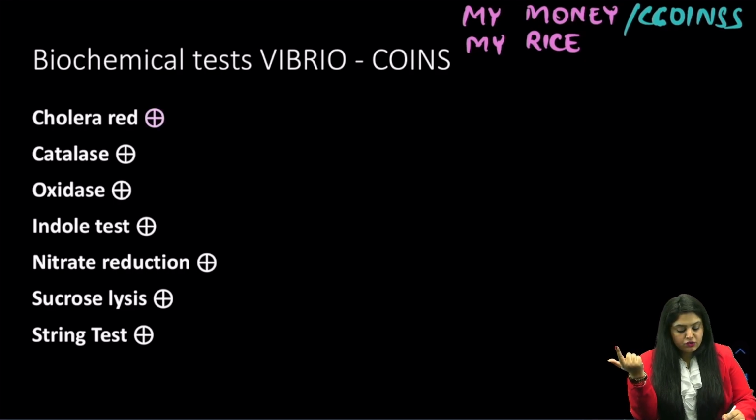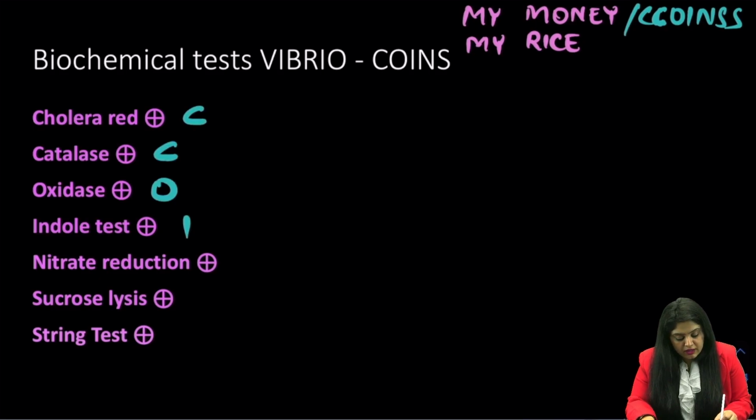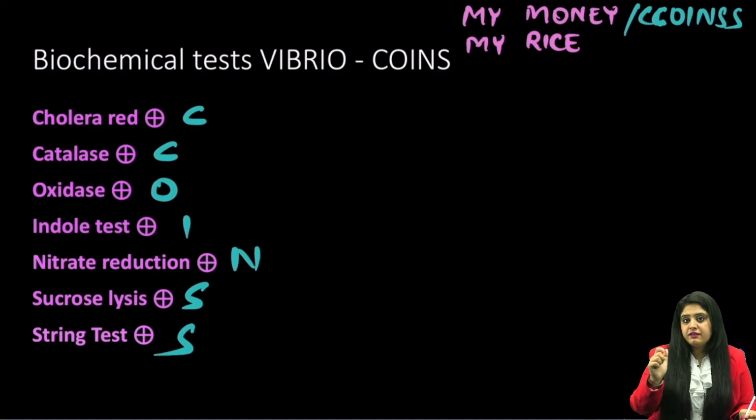Coins matlab this shows you the cholera red reaction. C for cholera red reaction. C for it can be catalase positive also. O for it is oxidase positive. It is indole test positive, nitrate reduction positive, sucrose lysis, and string test. So many tests. That's why I had to make that mnemonic. What is Vibrio cholera? My coins, my rice. If I pay for the rice, I will get the rice. So rice water stool aaya, matlab you paid for it.